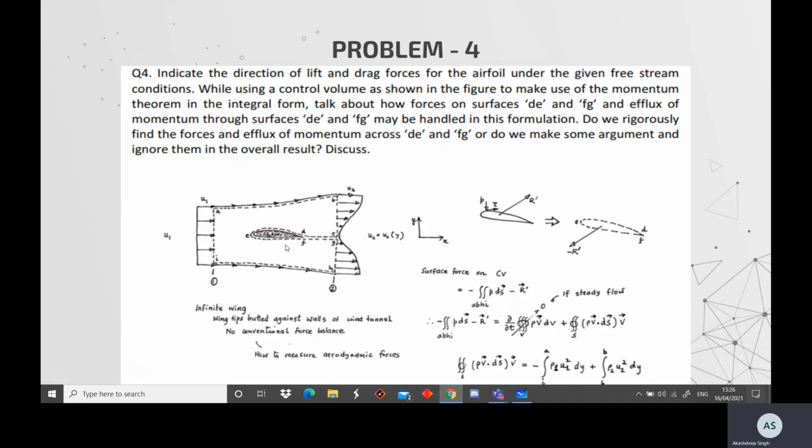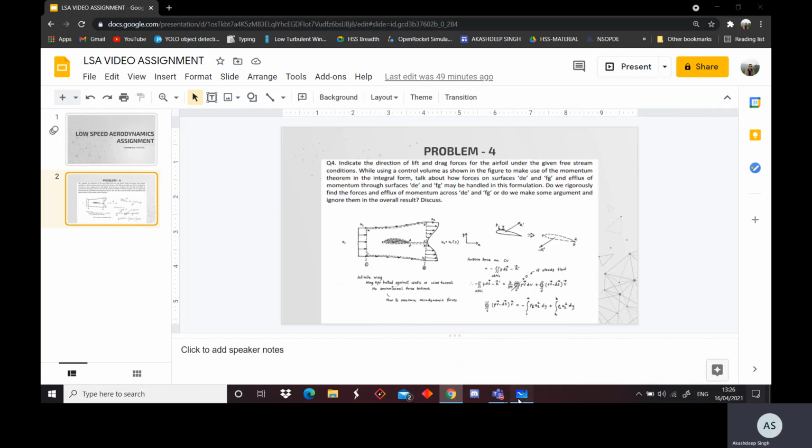This is basically a 2D body. It is an infinite wing attached to the walls of the wind tunnel, so it doesn't have vortex effects or corner effects. We will only be discussing this. We can assume this is a 2D body, an airfoil section, and we will discuss in terms of that. So let's get to the whiteboard.